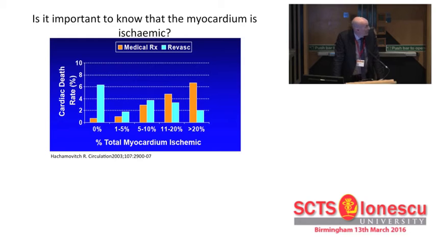So coming from that, is it important to know that the myocardium that you want to revascularize is actually ischemic? This is a trial looking at myocardial perfusion scanning in the United States, where you see that as you increase along this axis, the myocardium is becoming more ischemic, and then you have cardiac death up the side. And you can see that when there is no ischemic myocardium, revascularization actually does harm, and you do well with medical treatment. But as you move along, you can see that revascularization, and this was equally CABG and PCI, was life-saving as you got to the more ischemic myocardium.